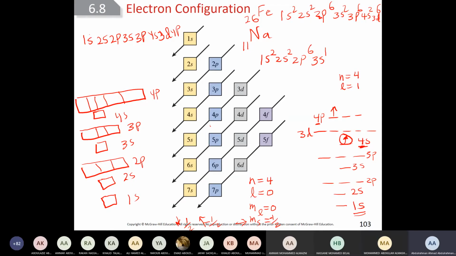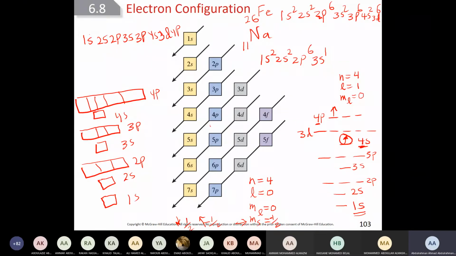Fantastic. What's the value for ml? Minus 1 or 0 or 1. Exactly. The value is minus 1 or 0 or 1. Now, which one do you choose? It's okay to choose any. Let's assume that I chose 0.